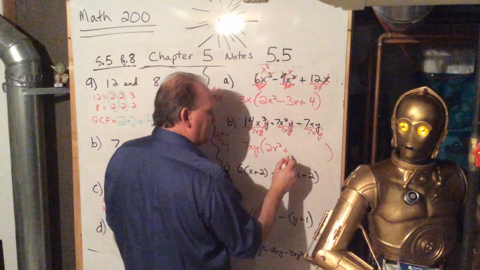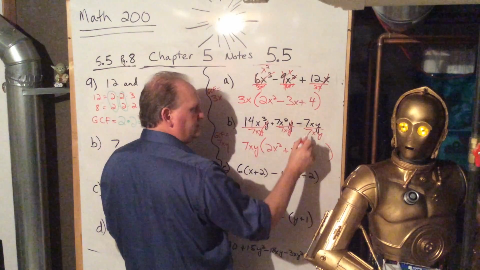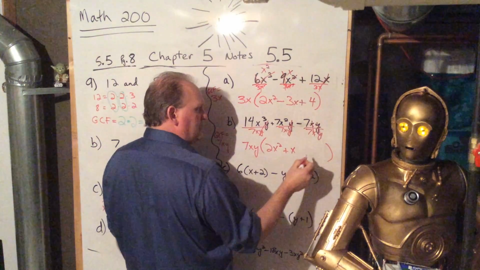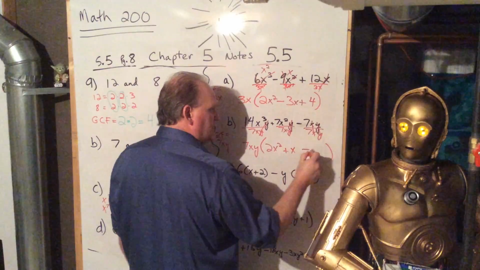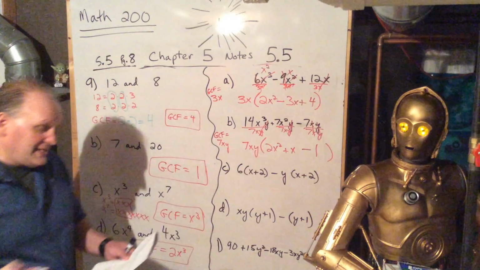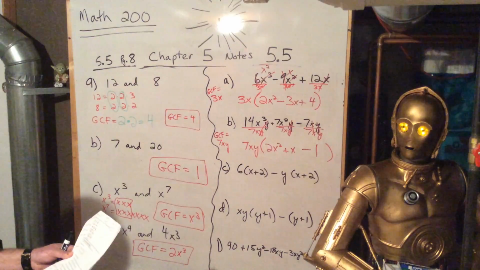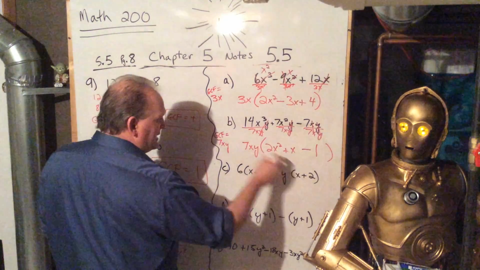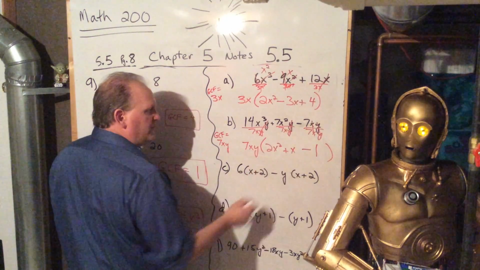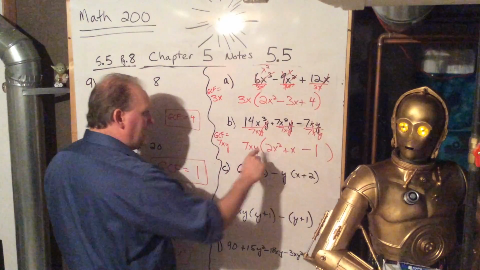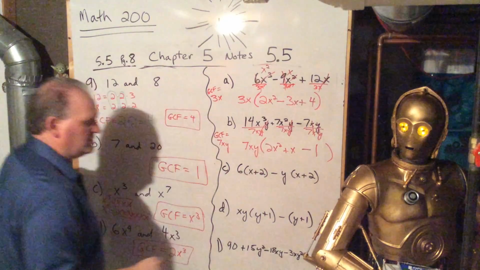And x squared divided by x is just x. The y's cancel, the x's cancel. 7 divided by 7 is 1. So that's it. 2x squared plus x minus 1. Again, on my tests, I don't care if you put the 1 there. But on the online, they really don't want you to put the 1 there.